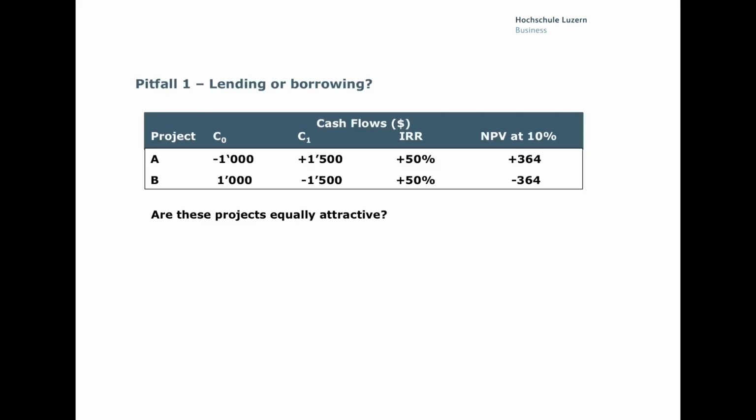Now let's have a look at some pitfalls related to investment decisions based on the internal rate of return. It might be the case that not all cash flow streams have NPVs that decline as the discount rate increases. To illustrate this scenario, consider the following projects, A and B, where each project has an IRR of 50%. Do you think that these projects are equally attractive?